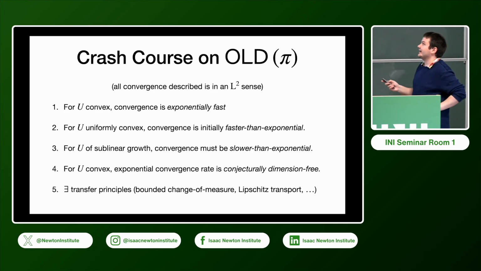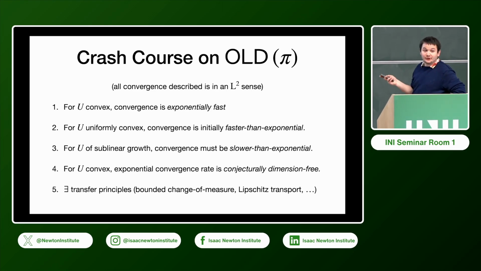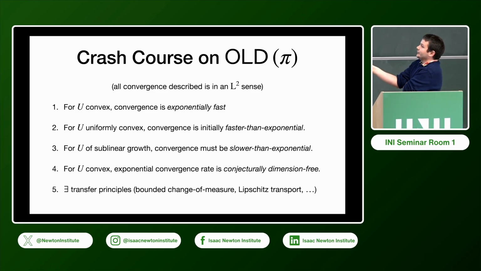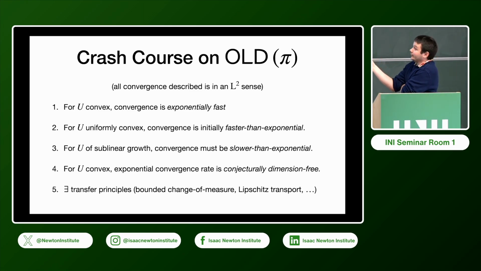Okay. So here's a crash course on the long time behavior, just to give an intuition of what we might be aiming for. All the convergence described here is in an L2 sense. I was initially a bit worried about describing it this way, but this is what Gabriel was talking about in his talk just before lunch, measuring things in a Hilbert space way. So what is true about the overdamped Langevin diffusion? If our potential is convex, then we know that the convergence to equilibrium is exponentially fast. That's true generically.